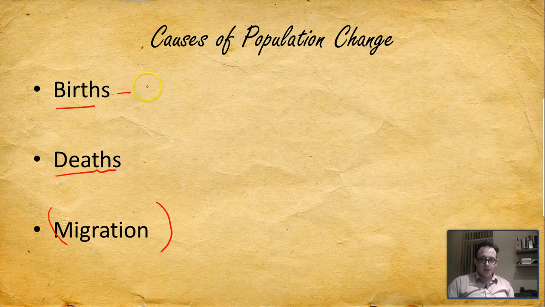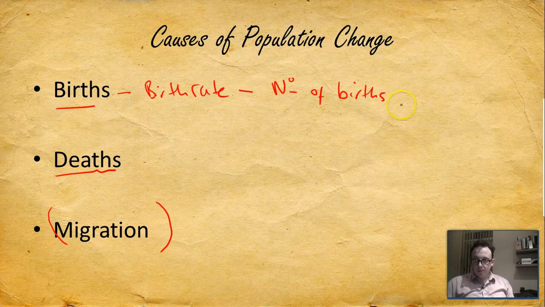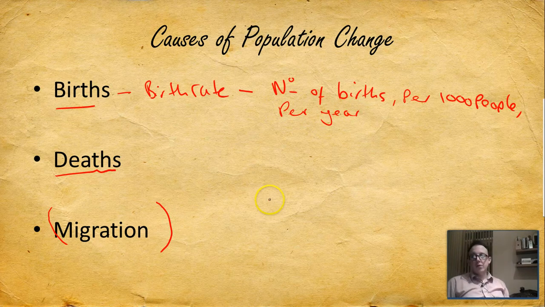Now, births is measured in something we call birth rate. Birth rate is the number of births per 1,000 people per year. So the number of births per 1,000 people per year. Really important you remember that.